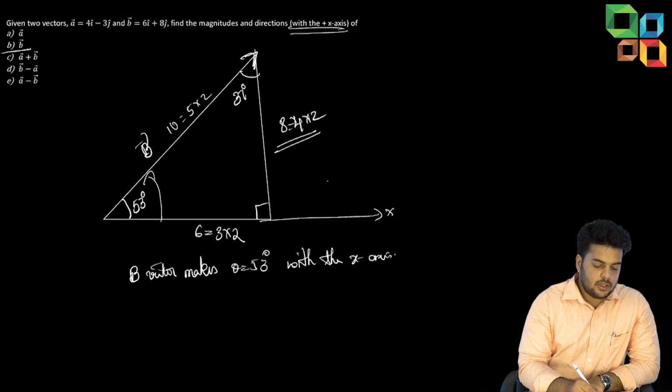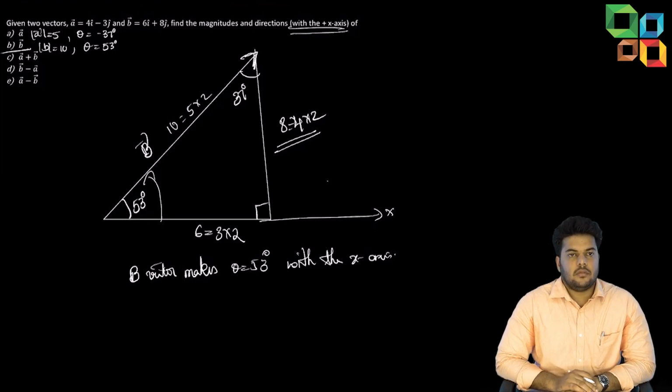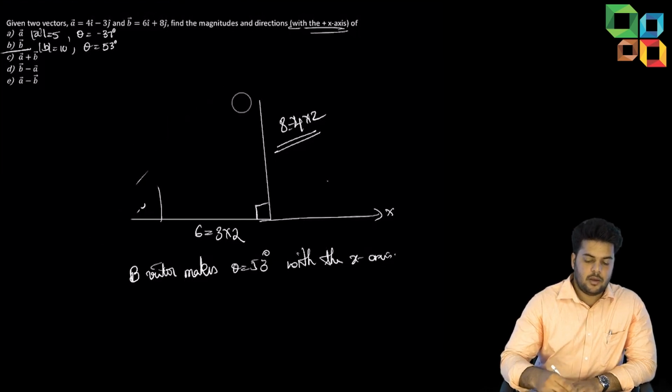Yeah, for these two. The magnitude of A is 5. Direction is 37. Magnitude of B is 10 and direction of B is plus 53 degrees. Those are the answers. What about A plus B?